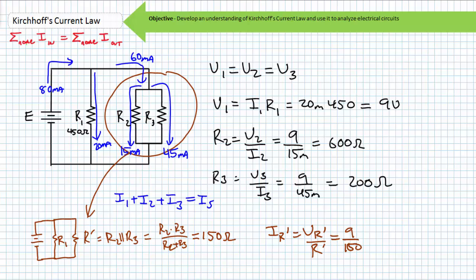With 9 volts across a 150 ohm resistor, Ohm's law states that IR' equals VR' divided by R'. Substituting in the necessary values, we find IR' to be 60 milliamperes, exactly what the setup for our original KCL told us without the necessity of solving for parallel resistance. IR' is the current drawn by both those resistors that make up R', notably R2 and R3. It can be stated that IR' equals I2 plus I3.